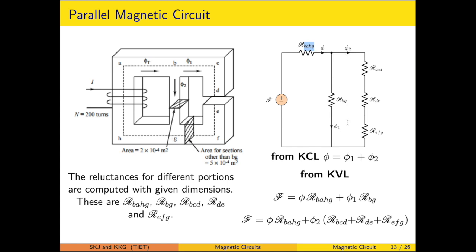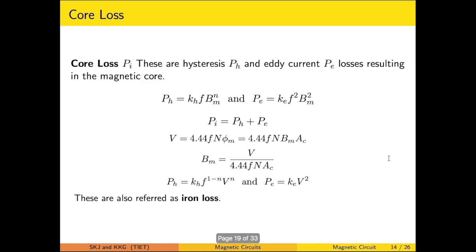Now this phi is getting divided into phi 1 and phi 2, so that is the KCL of the magnetic circuits. Around this particular loop, we can write the KVL relation as explained previously. You can have a closed path, and likewise you can write the KVL relationship. Similarly, whatever the MMF across this particular branch, that will be the MMF across this parallel branch as well. So these concepts are used in analyzing the circuits.